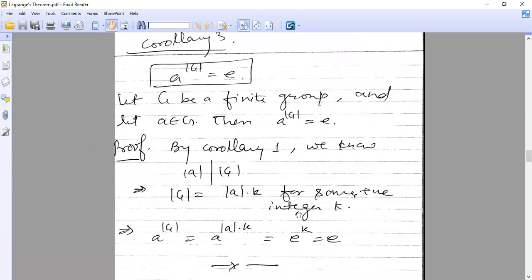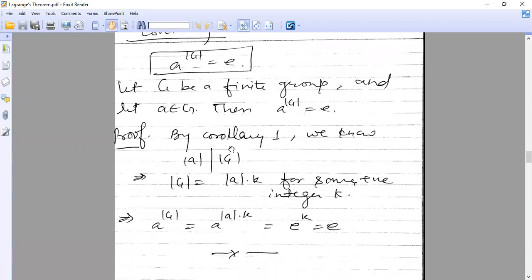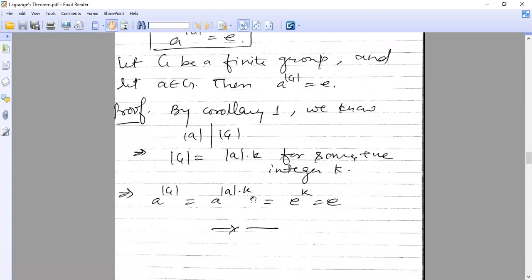Now by corollary 1, we have proved that the order of an element divides the order of the group. So order of A divides order of G. That means order of G is equal to order of A into some positive integer k. Now you take A to the power order of G, which is equal to A to the power order of A into k, and A to the power order of A is equal to identity.